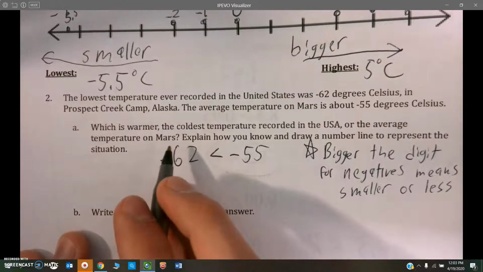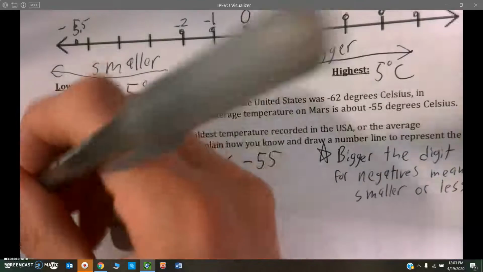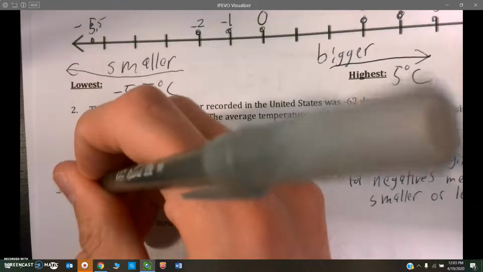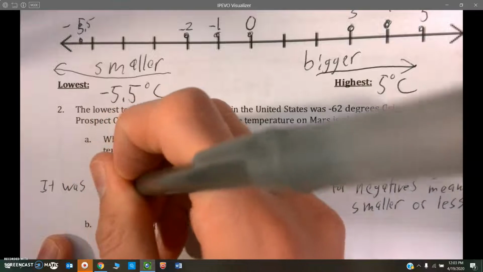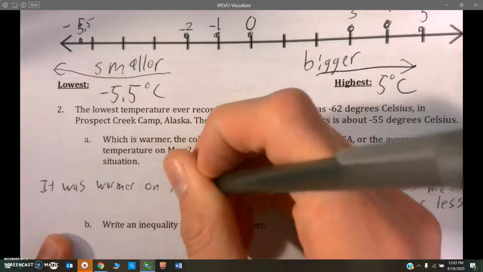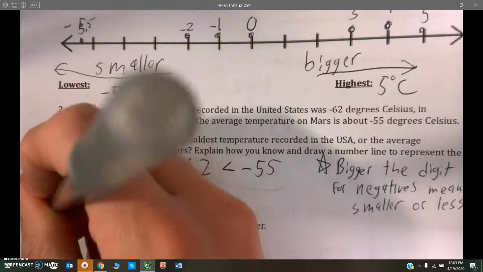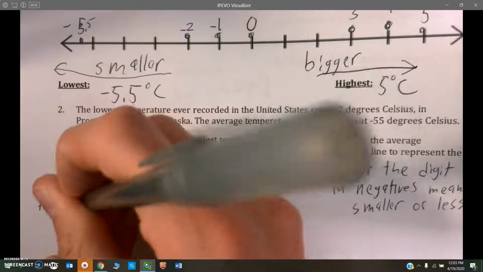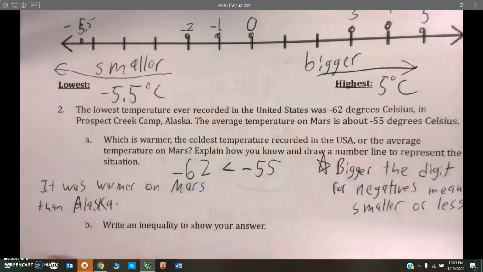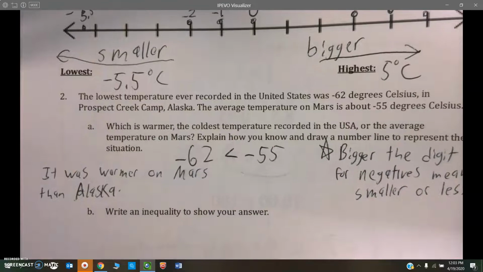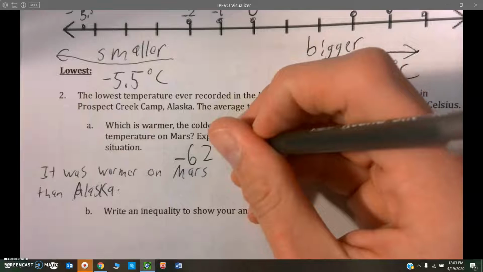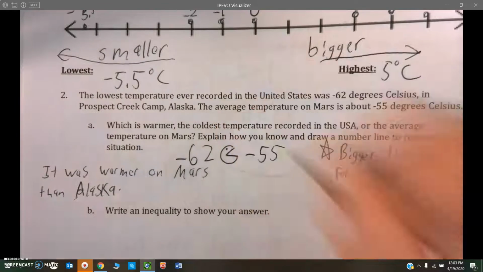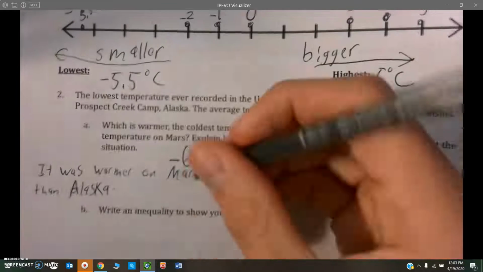So, which is warmer? It was warmer on Mars than Alaska. Okay, because the average temperature on Mars is greater than, once again, we've got our little Pac-Man. He's eating the temperature on Mars because it is larger.